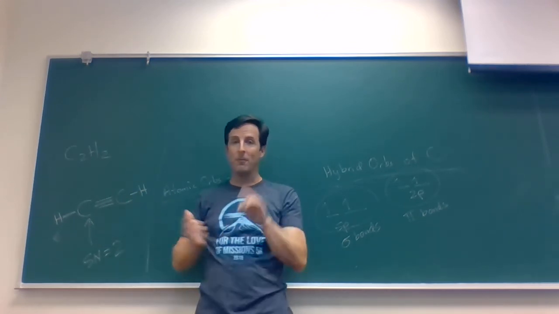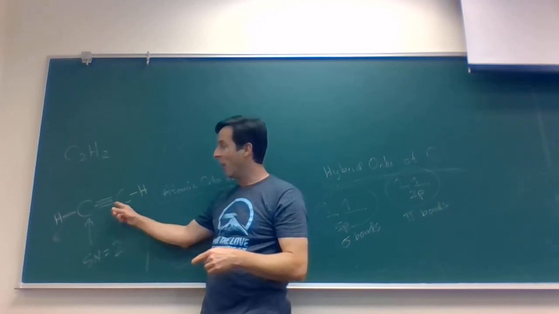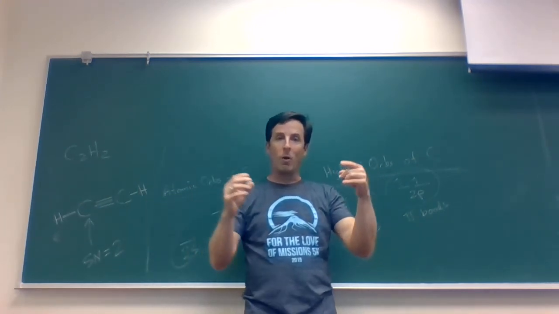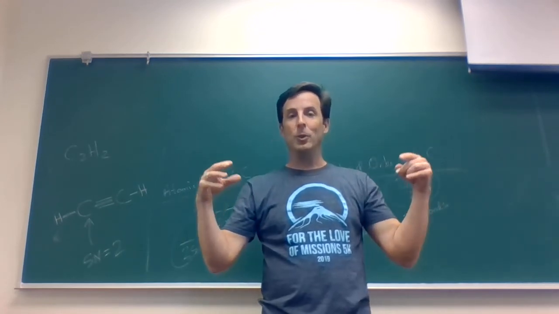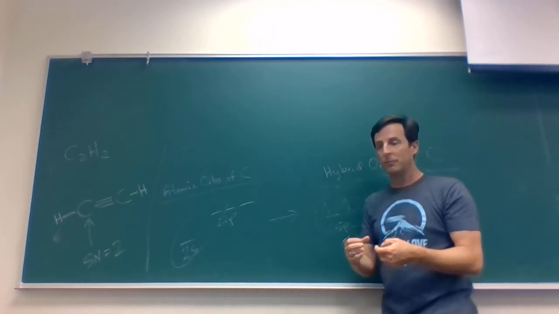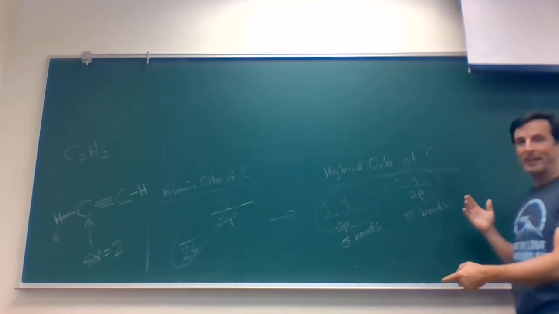So one pi bond forms above and below, the other pi bond forms around the sides. That way we know all the electrons are overlapping in unique areas. We're not putting too many electrons in any one place. Okay, so that's the overall analysis.